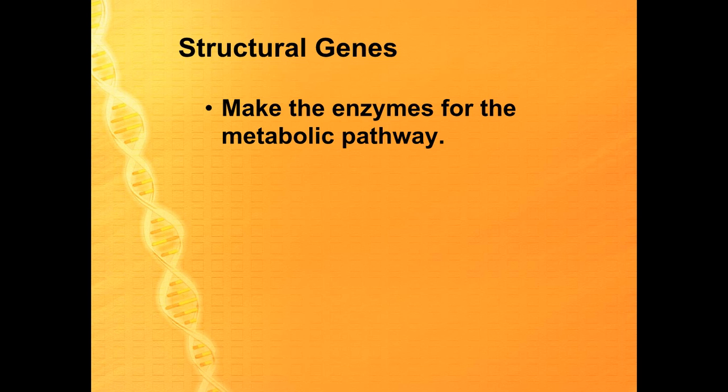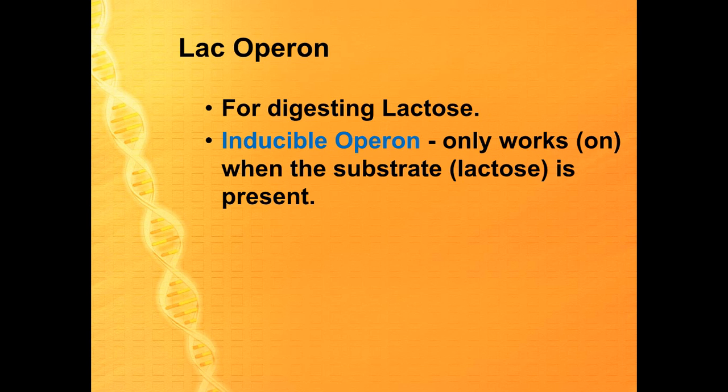The structural gene is the thing. So it's the enzyme that we're trying to make. If we're talking about lactose, for example, then the lactase is going to be the thing that we're looking for. That's going to be the structural gene. So I've talked about lac a few times. Lactose, we call this the lac operon. It's kind of our shorthand nomenclature for it. And that's going to, again, be to digest lactose.